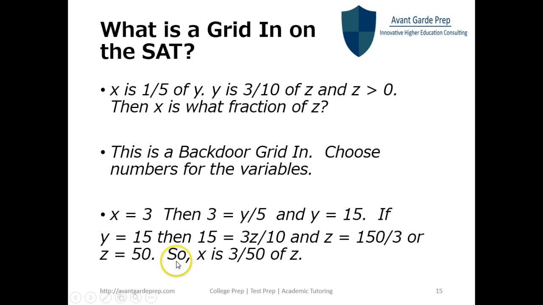So from that information, we then see our x and our z, and we can relate one to the other. X is what fraction of z? X is 3/50 of z, and that's our answer. So again, we've chosen to basically use a backdoor method. We chose numbers for our variables, and it made it a whole lot easier than using classroom math.